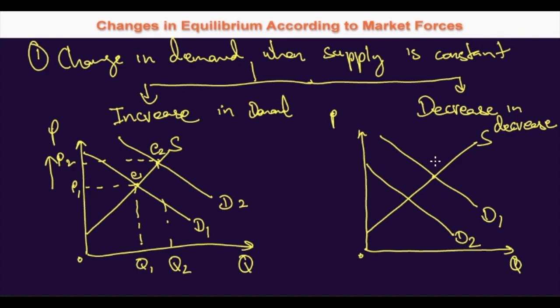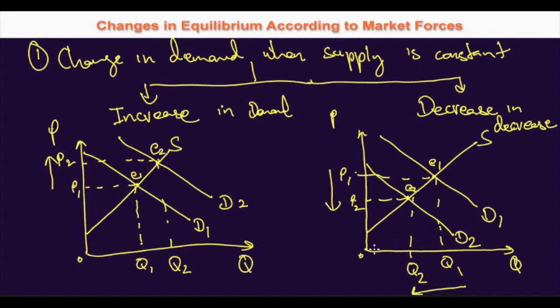So this was equilibrium 1 with P1 and Q1, and this would be the new equilibrium because the new demand curve is intersecting the supply curve at this point, E2, and this would be P2 and Q2. So there is less demand now, demand has decreased, so the price is going to drop from P1 to P2, and quantity is also going to decrease from Q1 to Q2.